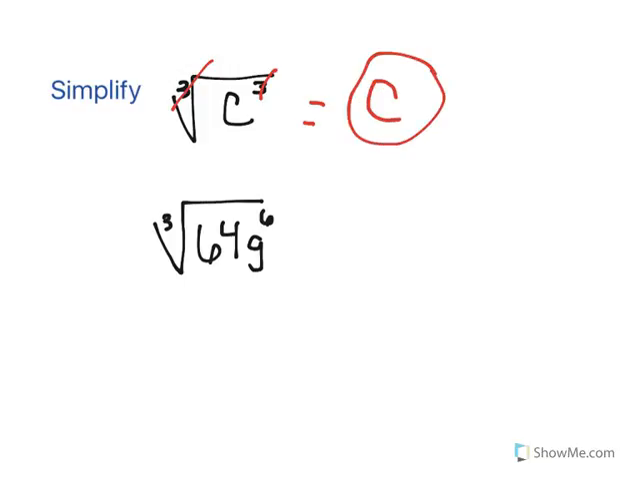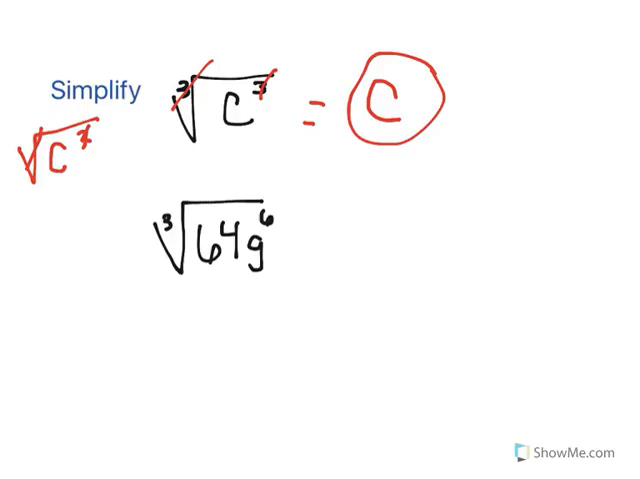Just kind of like square roots. In the last example, we had the square root of c to the second power. Well, we talked about how the square root and the square cancel each other out. Same thing with the cube root and the cube, or the third power; they cancel each other out.